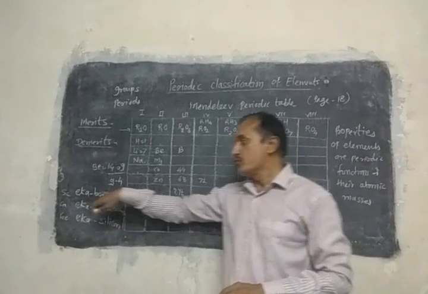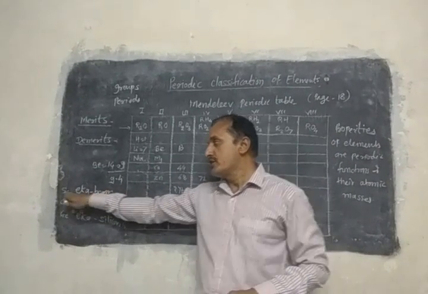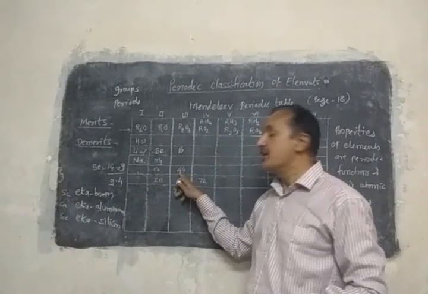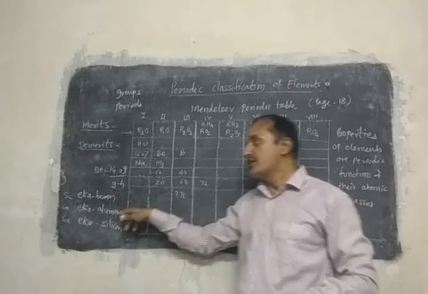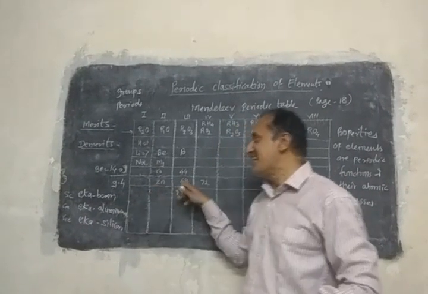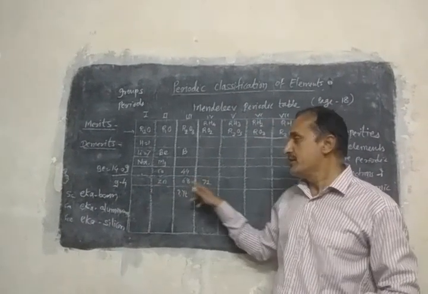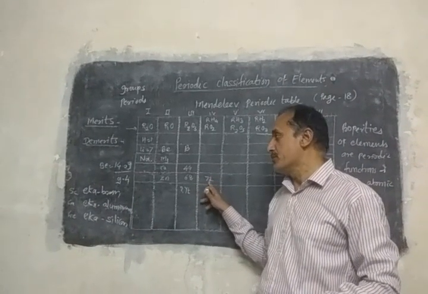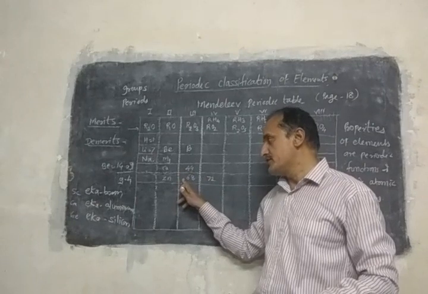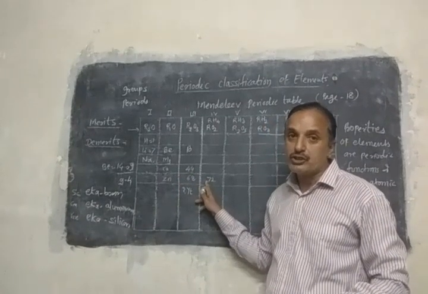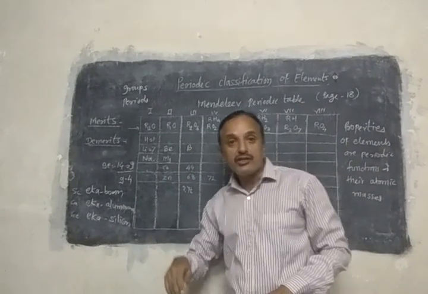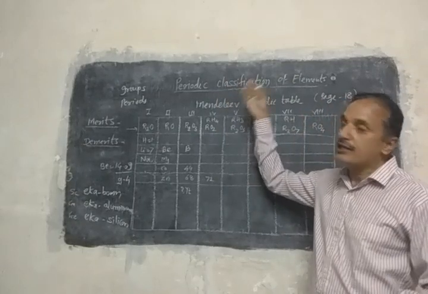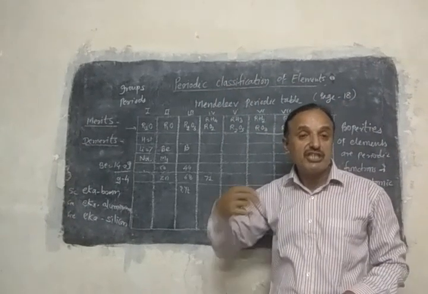Soon those three elements were discovered, and their names were replaced. So Ika boron was called scandium. Then Ika aluminum was called gallium. And Ika silicon was called germanium. Scandium, then gallium, and germanium. So before the discovery, he predicted that three elements were yet to be discovered.